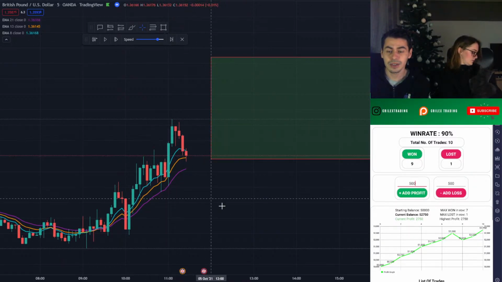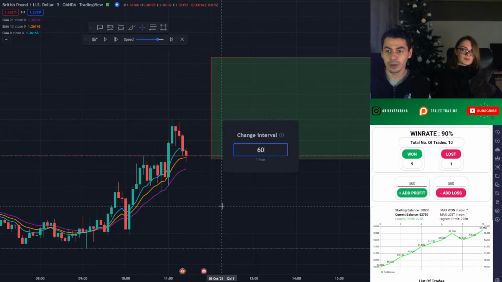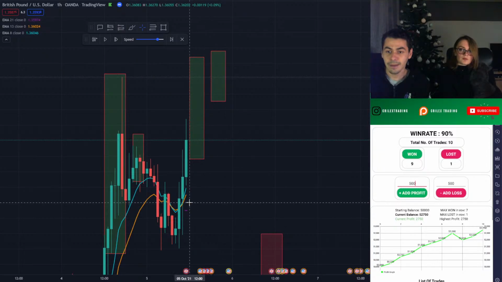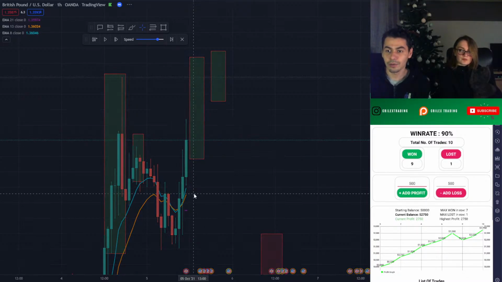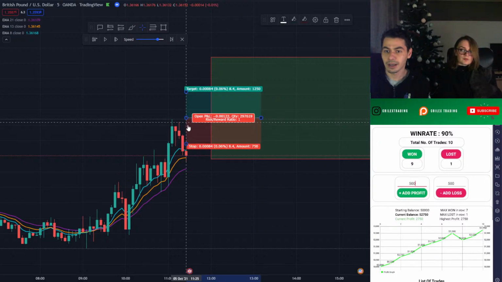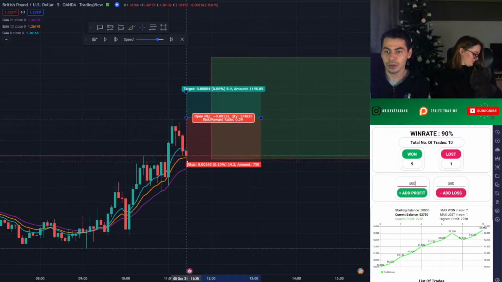Actually, let me see how this looks on 1 hour. I hope I won't blow anything up. Yeah, this looks nice on the 1 hour time frame. You can see that the candle is way above the EMAs, so we can look for an entry here. So I will place an entry roughly 3 points above this candle's high, and the stop loss will be below this.